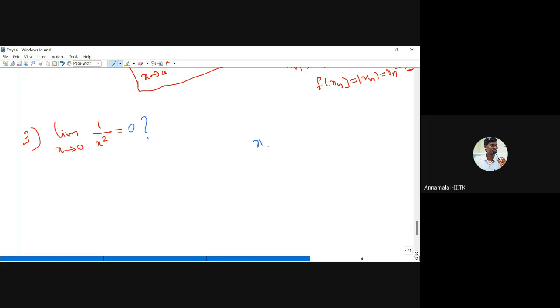Okay, so first you have to find the left hand limit. That means if you take any sequence xn which is less than 0, but xn converges to 0, you have to find what is f of xn. By the definition, f of x is nothing but 1 by x square. That is our function. Therefore this is 1 by xn square. Now this converges to where? Why do you get 0?